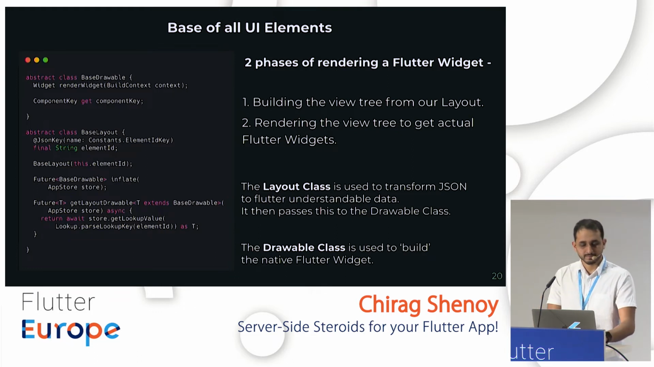And you can also see there's something called an element ID inside the base layout, right? So that is basically the lookup that we use, the unique identifier. Each base layout has its own element ID, and that is what is used to render the exact variation of that Flutter component.